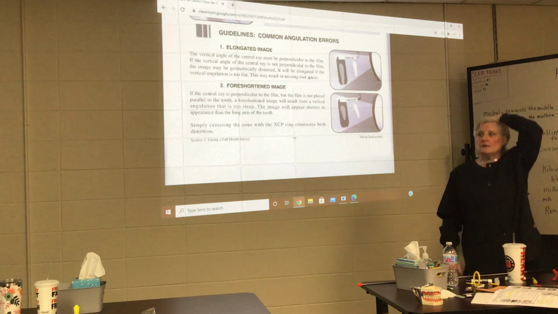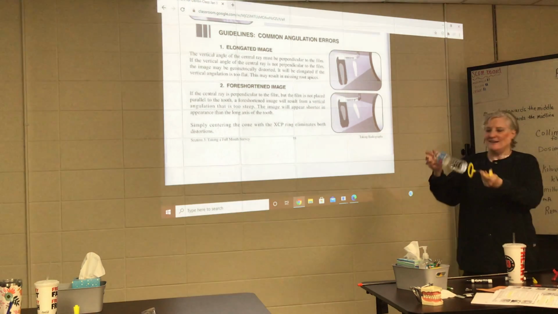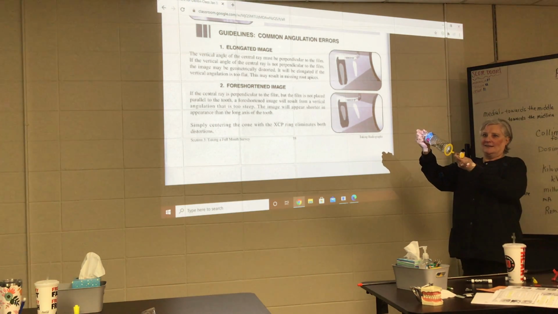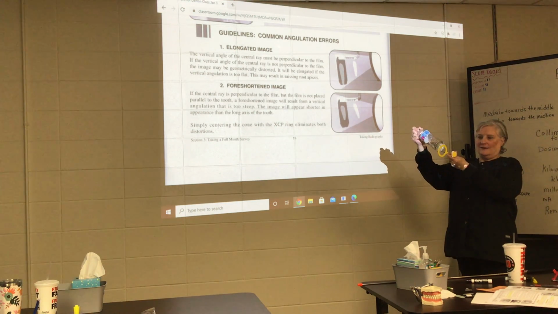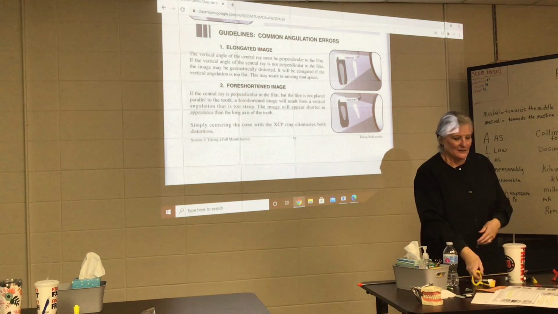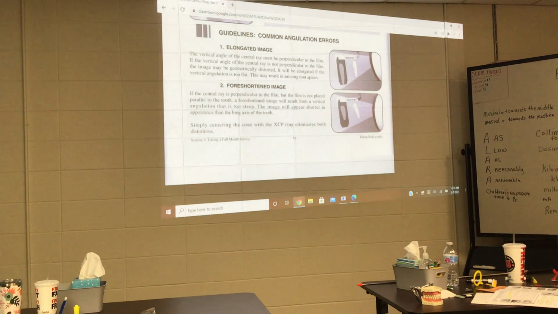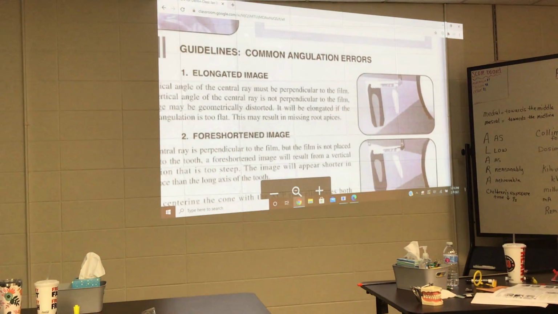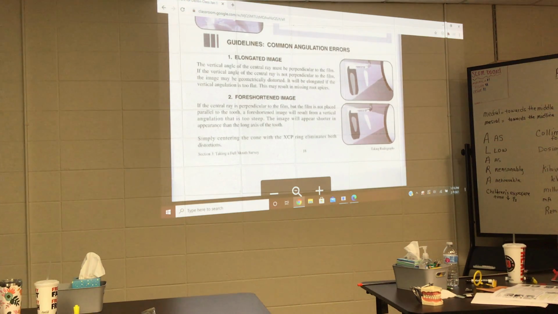Too much squashes your head. It squashes it. So if it's like this, it's going to be foreshortened. This is going to be elongated. Just remember it, not by my silly diagrams. A foreshortened image will result from a vertical angulation that's too steep. The image will appear shorter in appearance than the long axis of the tooth.